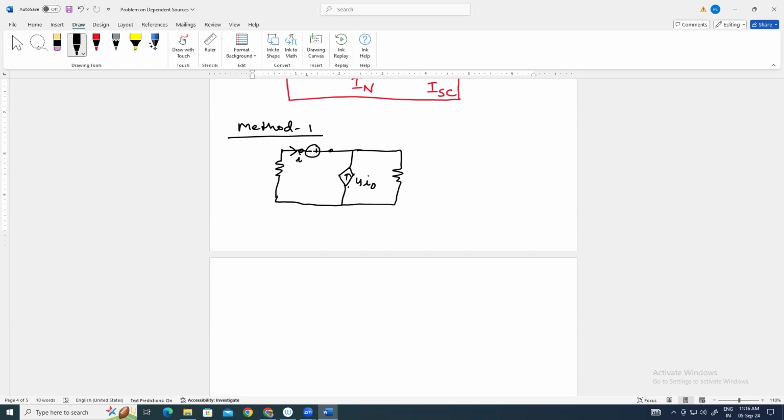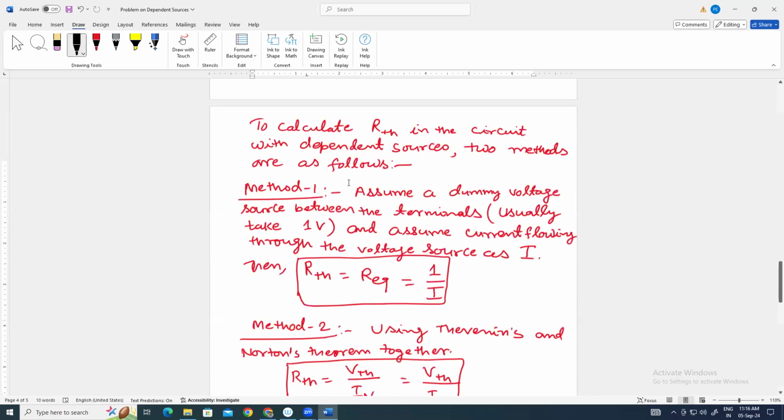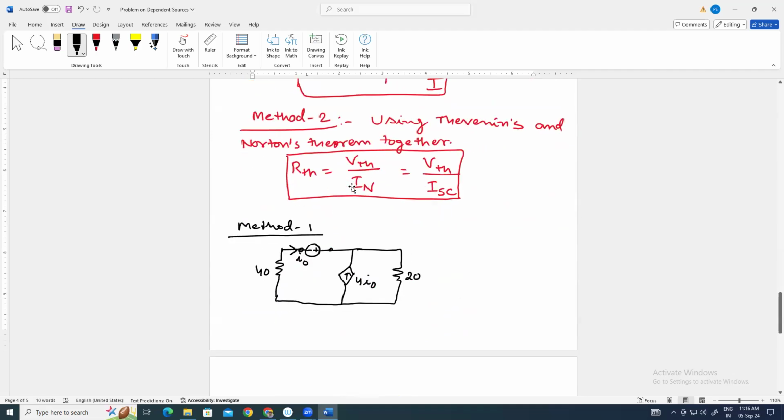Suppose this current is I naught. This is 40, this is 20. Okay, 40, 20. And this voltage source value is 1 volt. And we have calculated current I naught. We have assumed current I naught. And this dependent current source is 4 I naught.